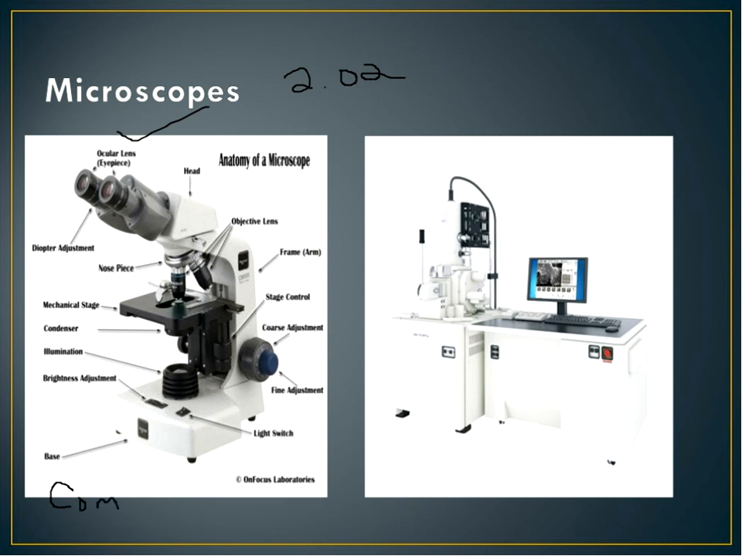So compound light. You guys have probably used that one before. So just be aware that that's the compound light microscope. Which one is on the right? This is a little bit trickier. Found only in scientific labs. It is an electron microscope. Good. Does anybody know what type of electron? Is it a scanning or dissecting electron microscope?